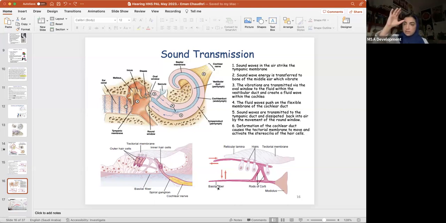So you have your scala vestibuli, scala media, which is in relation to the vestibular membrane, aka Reissner's membrane, and your organ of Corti, and you have your tympanic membrane. So remember, the sound waves are moving through your perilymph from the vestibular duct to the tympanic duct and then out through the round window in order to maintain the pressure.